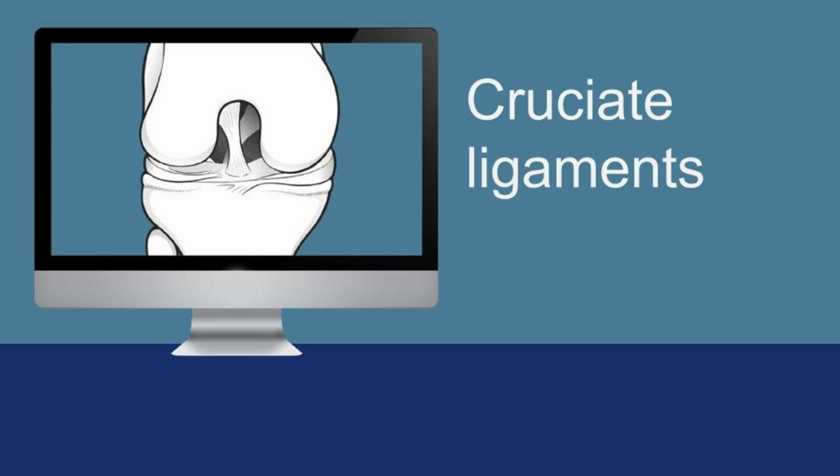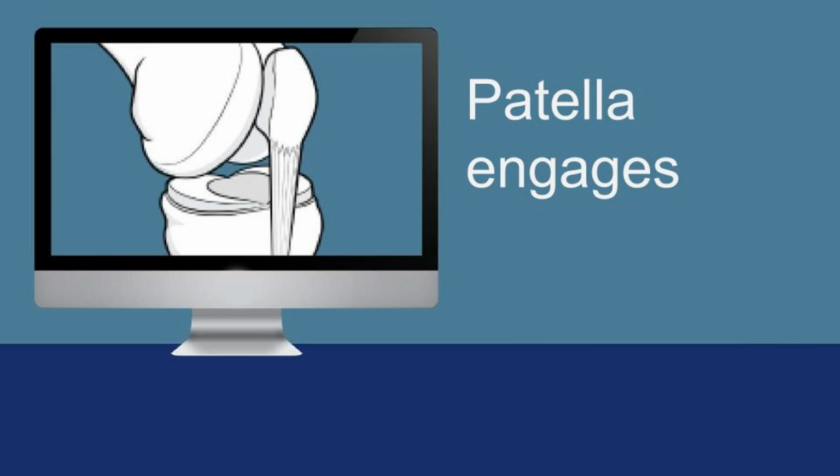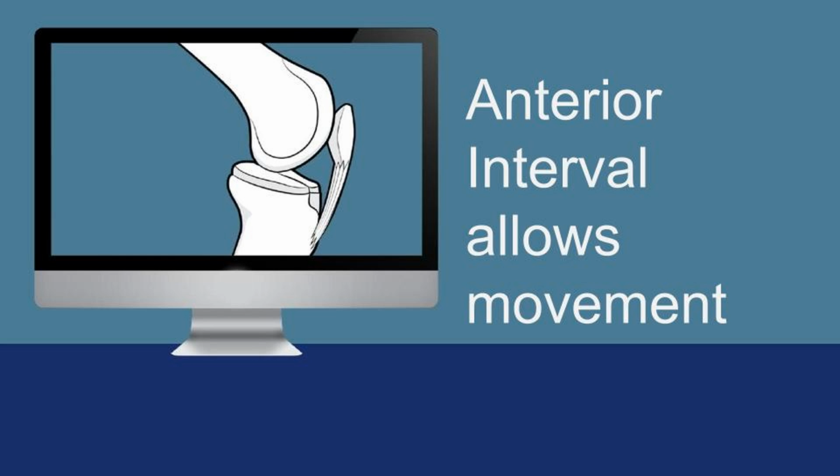Then when the hamstrings contract and the joint moves into flexion, the quadriceps lengthen and the fascial layers between the muscle heads play out some slack to allow the movement. The patella engages in the groove of the femur, and its tendon is able to gently lift up from the tibia at the anterior interval. The bursae and the folds in the joint capsule accommodate to all these shifting structures.